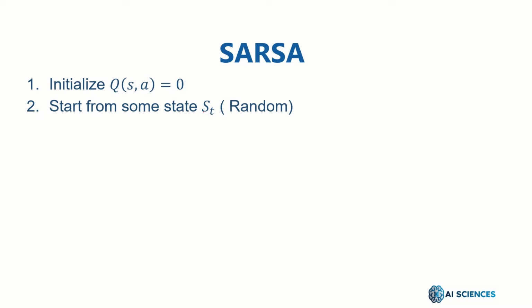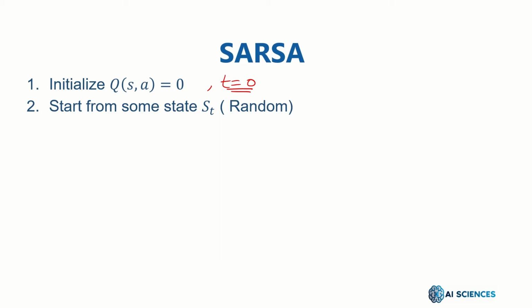Next, we pick some state at random. You can pick the initial state to be S0 or some beginning state if you have some ordering of the states. But in general, the initial state can be picked to be any random state at time 0.